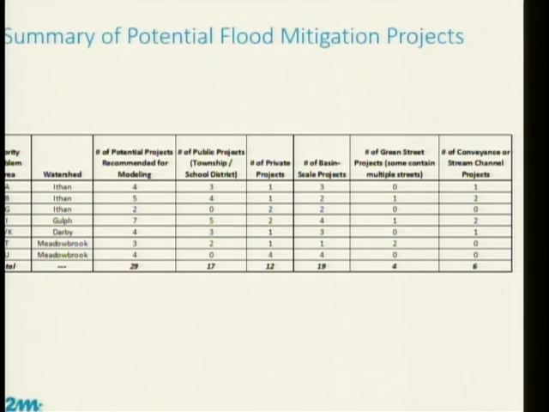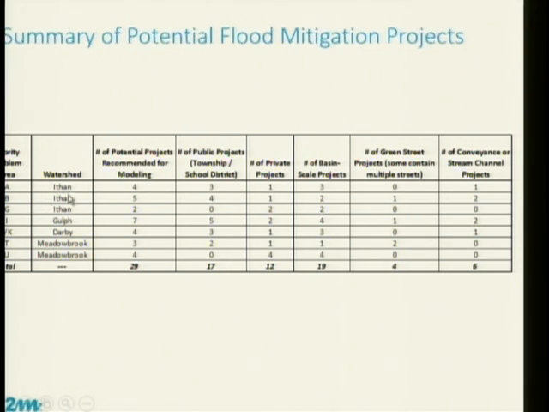So this is a summary slide of the projects that we screened down to. We screened down to 29 projects, and you can see how they fall across each of the priority problem areas.